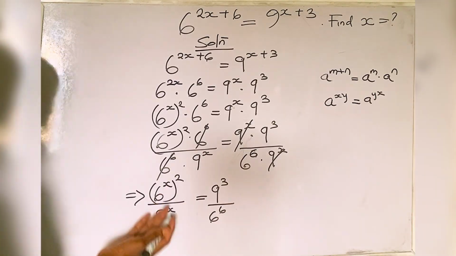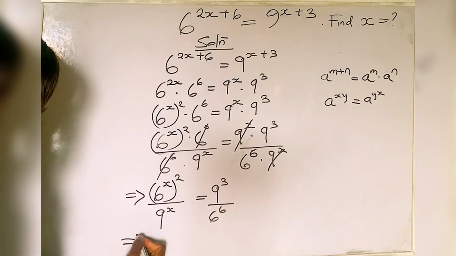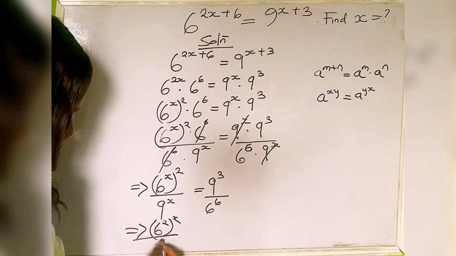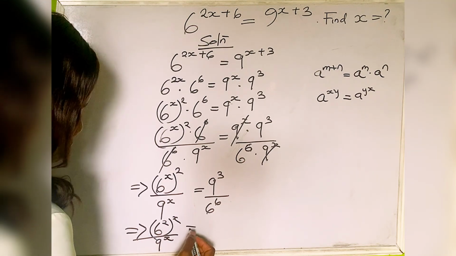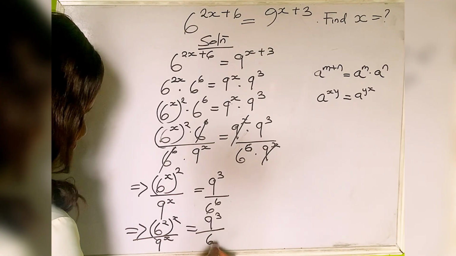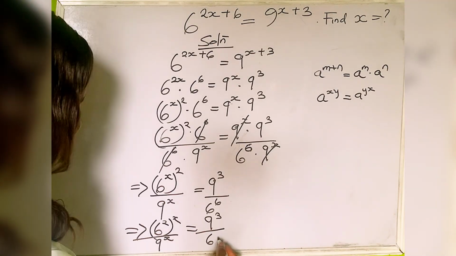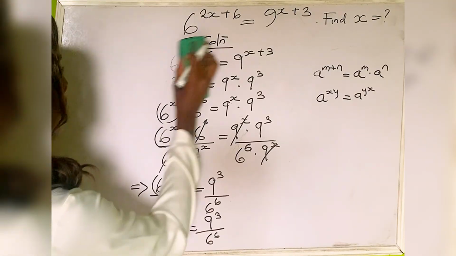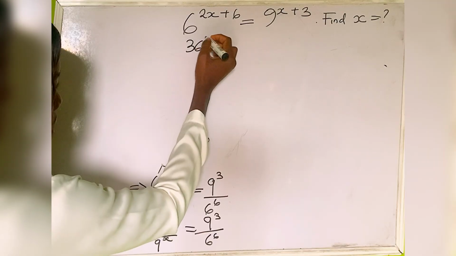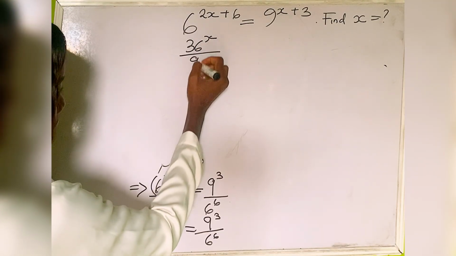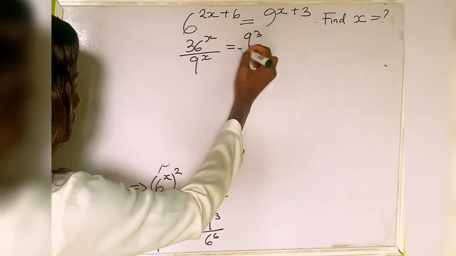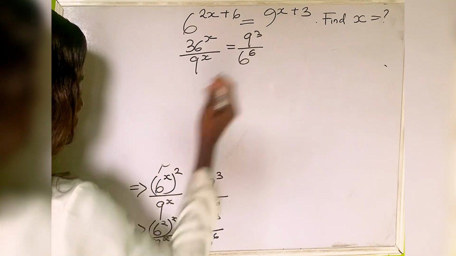So let's rewrite this. I'm noticing something, so we'll have to rewrite this. 6 to the power of 2x all over 9 to the power of x is equal to 9 to the power of 3 all over 6 to the power of 6. Let's continue. 6 squared is 36, so 36 to the power of x all over 9 to the power of x is equal to 9 to the power of 3 all over 6 to the power of 6.